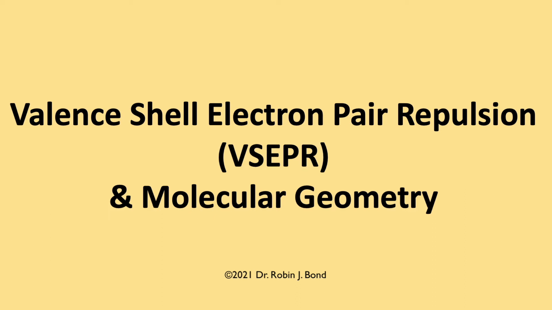Hi, today we're going to talk about valence shell electron pair repulsion, also known as VSEPR for short, and how we use it to determine the geometry of a molecule. In our last video we talked about why atoms form hybrid orbitals in order to bond. I'm going to link that video below.